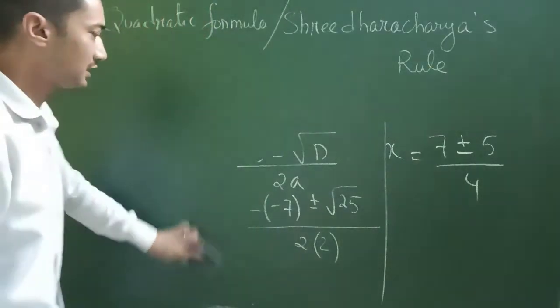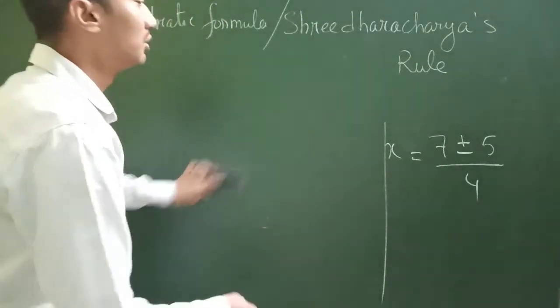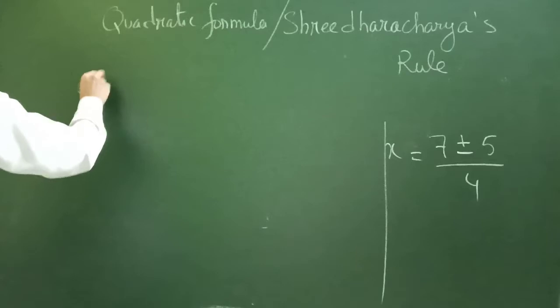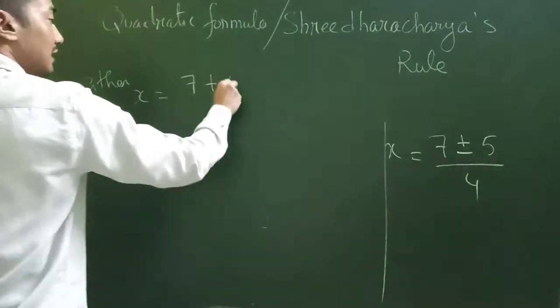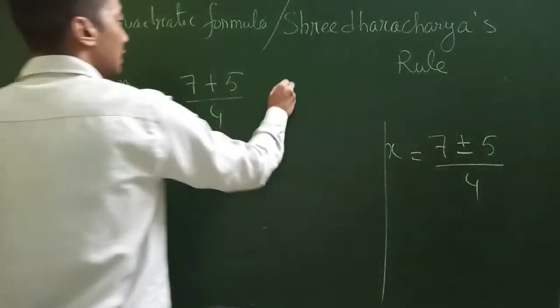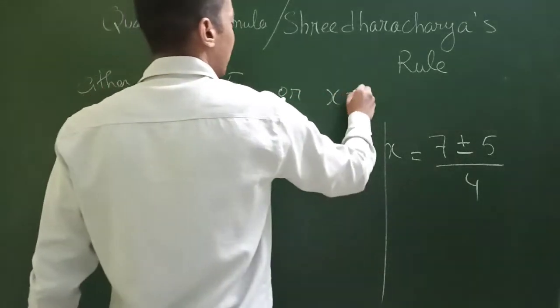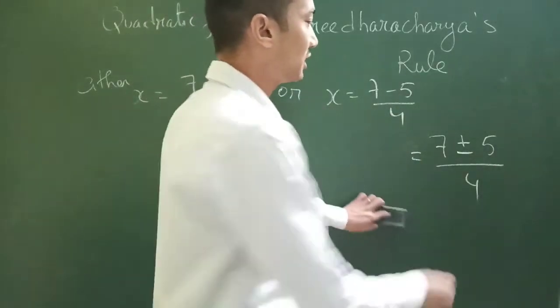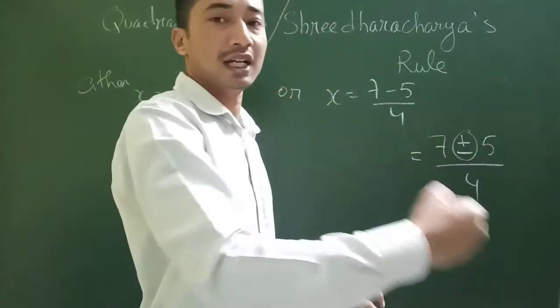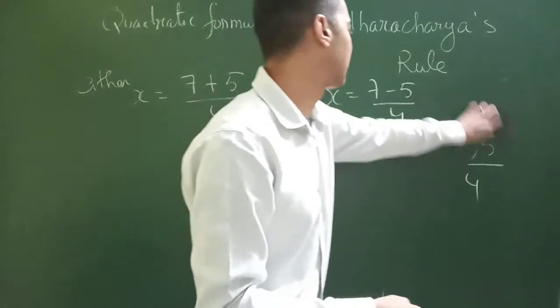Now once that is done, we will separate them. So one of the solutions will be x equal to 7 plus 5 by 4, taking the plus sign, and the other will be x equal to 7 minus 5 by 4, taking the minus sign. Don't be confused with this side. It says one time plus, one time minus.